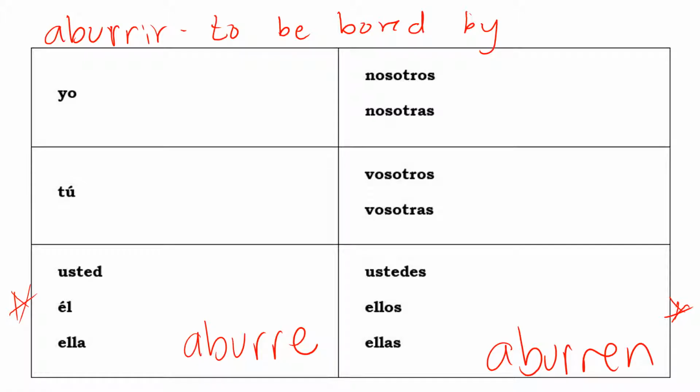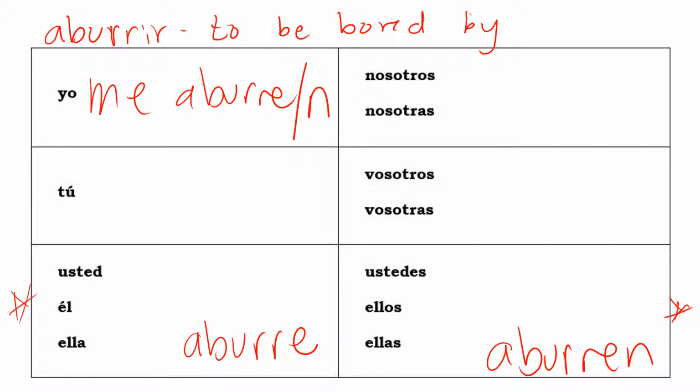So we are going to use aburre if we are bored by one thing, and aburren if we're bored by more than one thing. So we still need to match these with me, te, le, nos, os, and les. So if I am bored by something, that means that I will either use me aburre or me aburren, depending if I'm bored by one thing or more than one thing. We're still going to use that aburre and aburren for all of these forms.